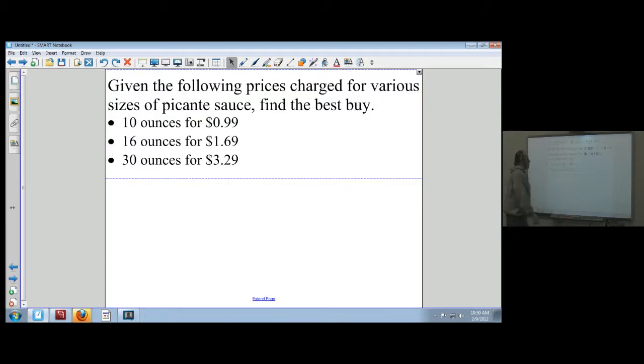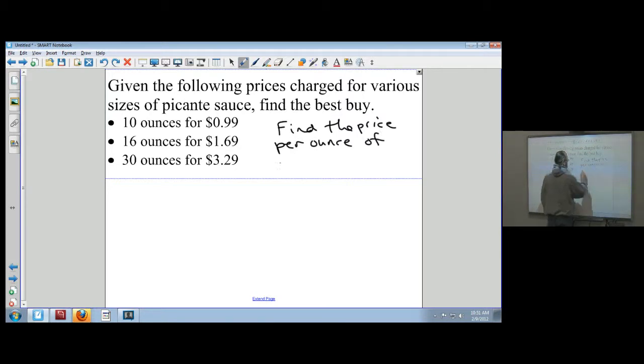Now let's look at how we can use this. We've already done this with the gasoline example a few moments ago. But what we're going to do is compare prices charged for various sizes of picante sauce. Let's find the best buy. All right, so the first thing we're going to do is find the price per ounce of each and compare. Price per ounce.